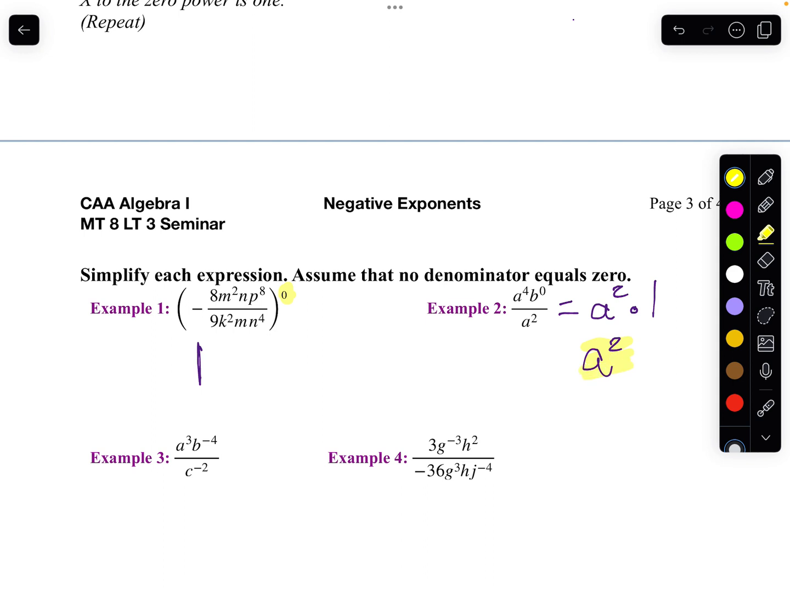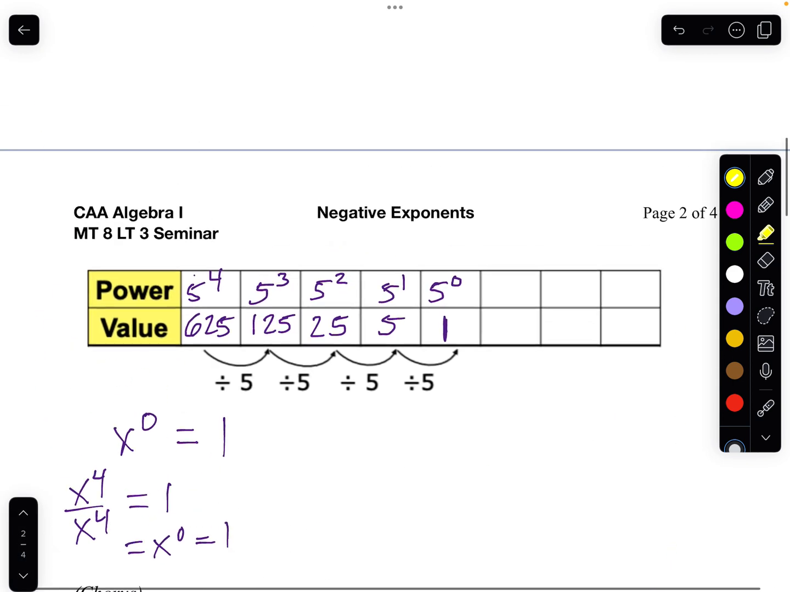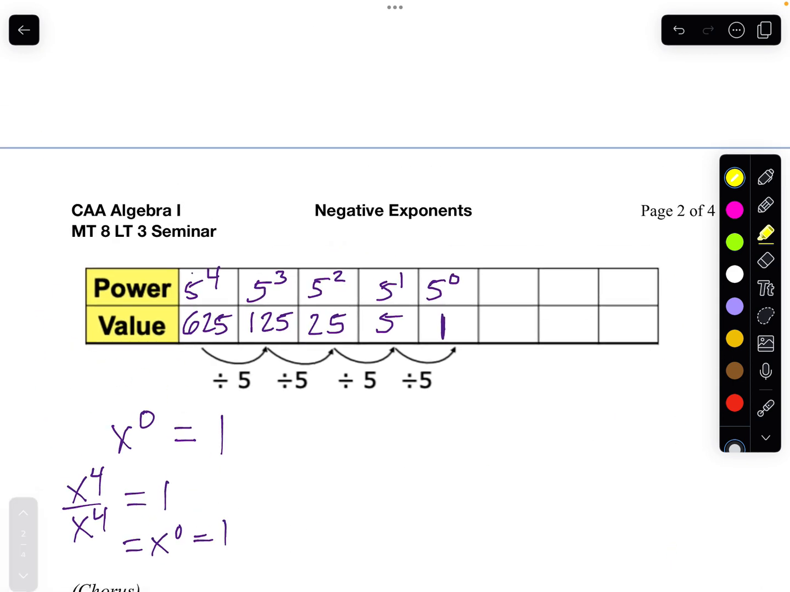Now let's go back to our chart, and let's finish up the pattern. So 5 after 0, that would be negative 1, following my chart. Let's rewrite that so it looks like a negative 1. So what's 1 divided by 5? Well, that's 1/5. So a negative exponent does not mean negative.